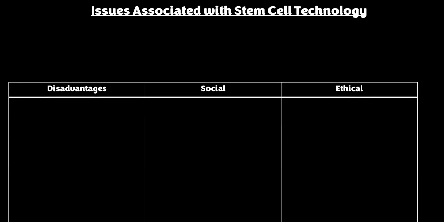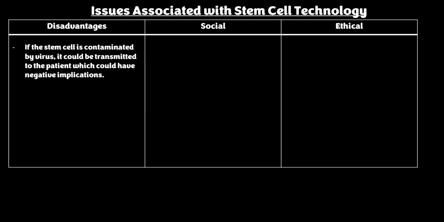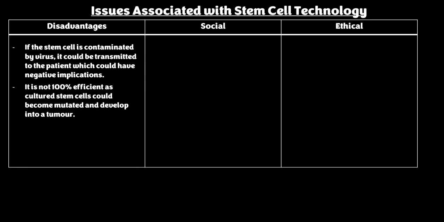Now let's look at some of the issues associated with stem cell technology. So we look at the disadvantages, the social issues, and the ethical issues. If the stem cell is contaminated by virus, it could be transmitted to the patient, which could have negative implications. It is not 100% efficient, as cultured stem cells could become mutated and develop into a tumor. There is low number of stem cell donors.